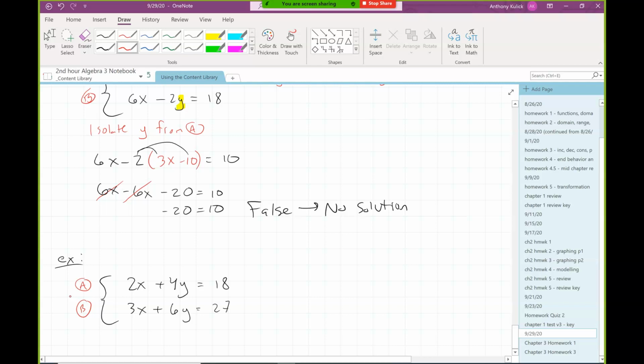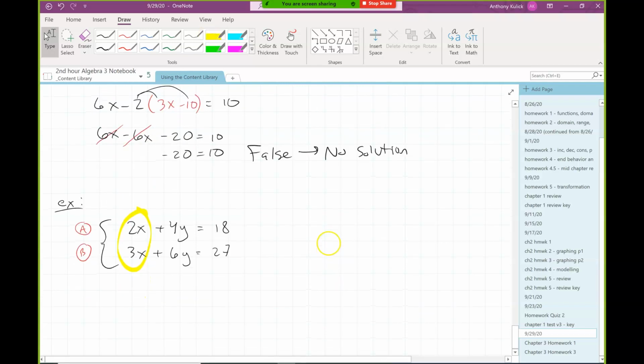So let's do this one using elimination this time. And let's try eliminating the x's. So to do that, I'm going to turn the x coefficient into 6 and -6. So I'm going to do 3 times equation A and -2 times equation B.